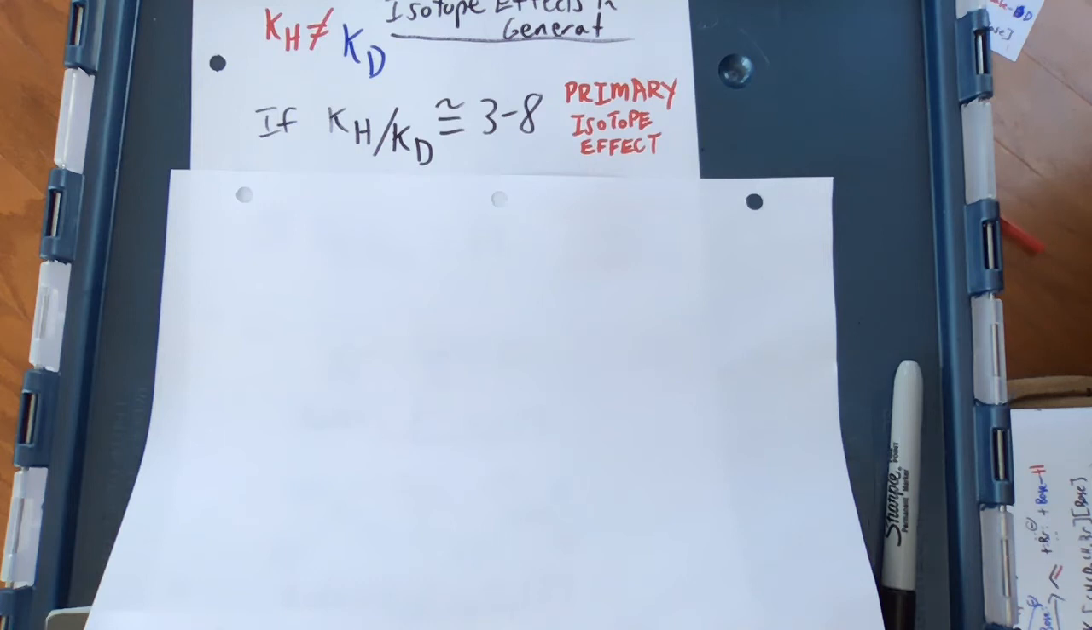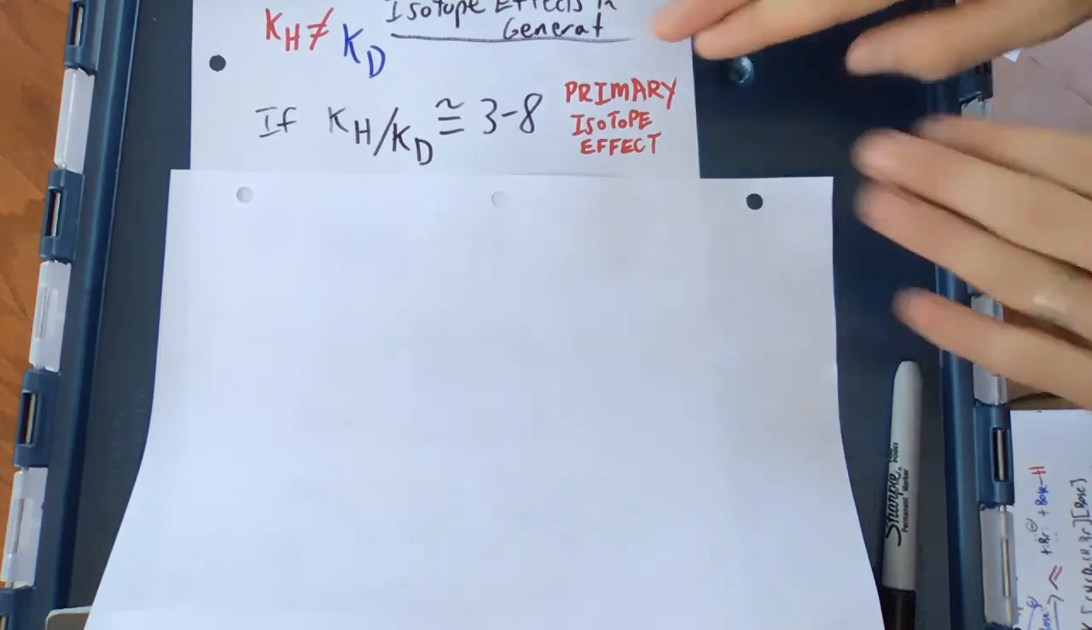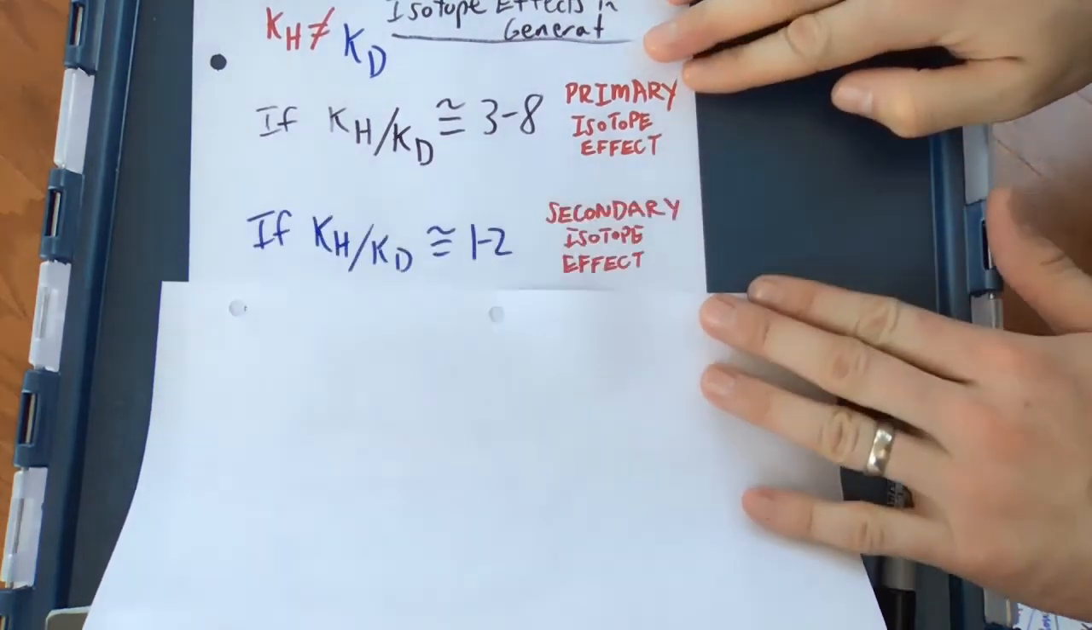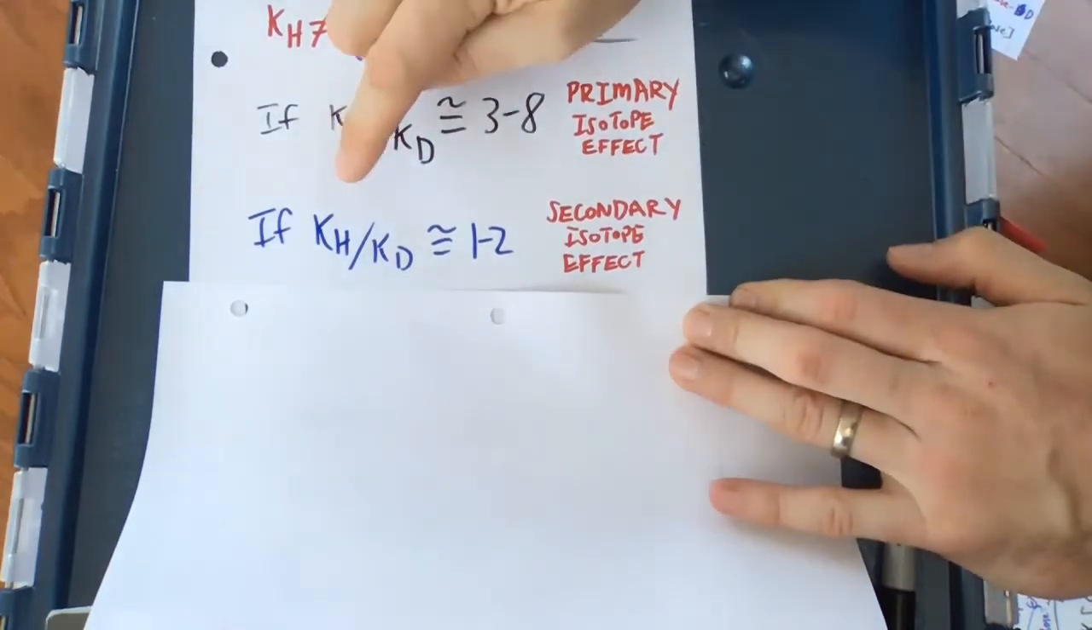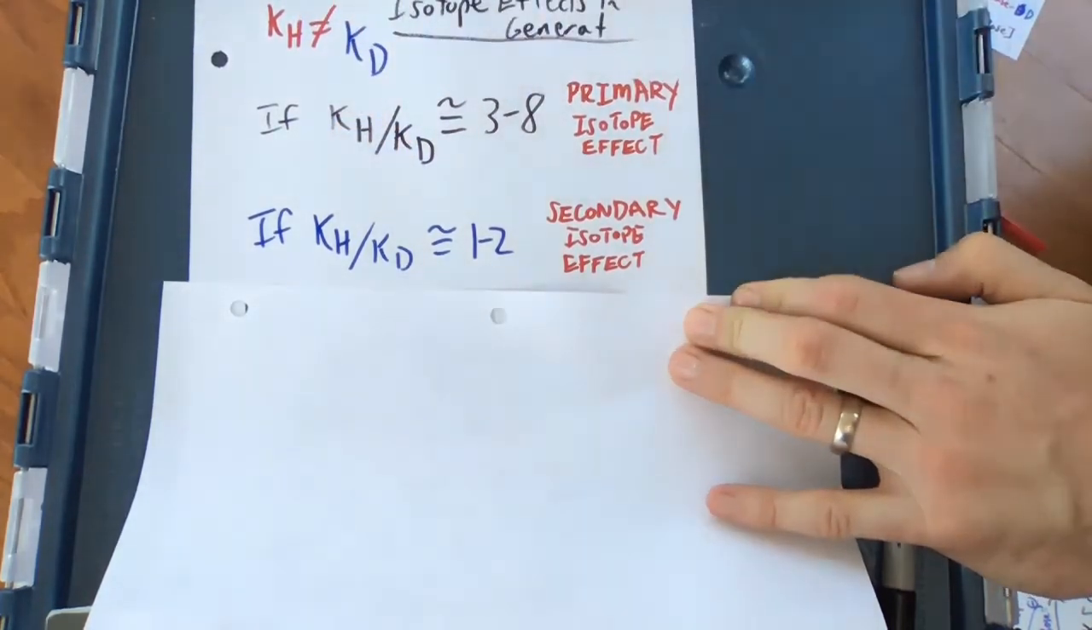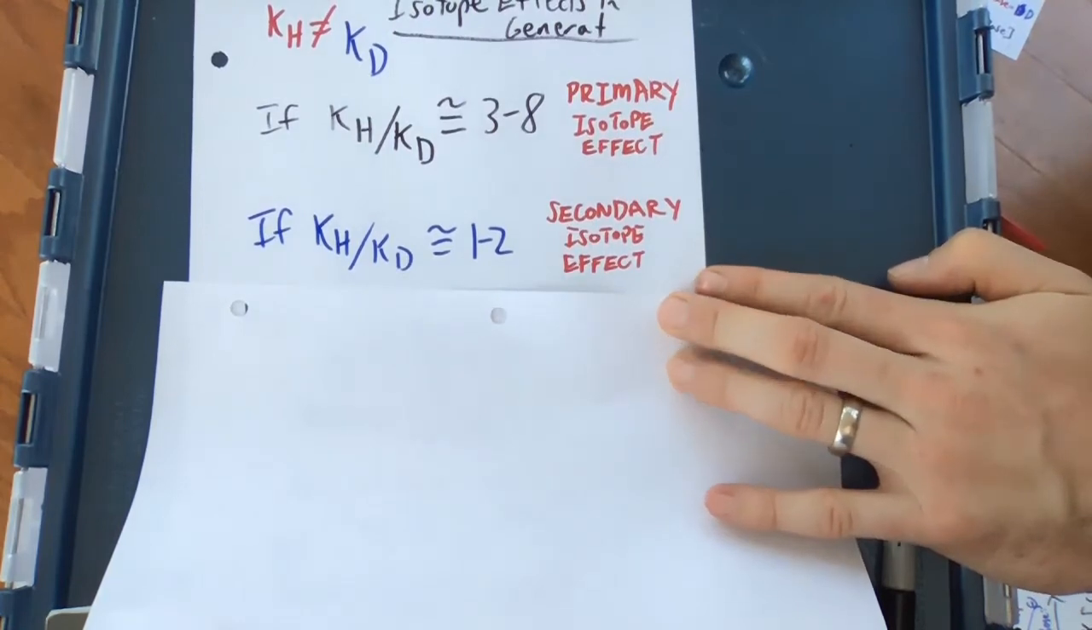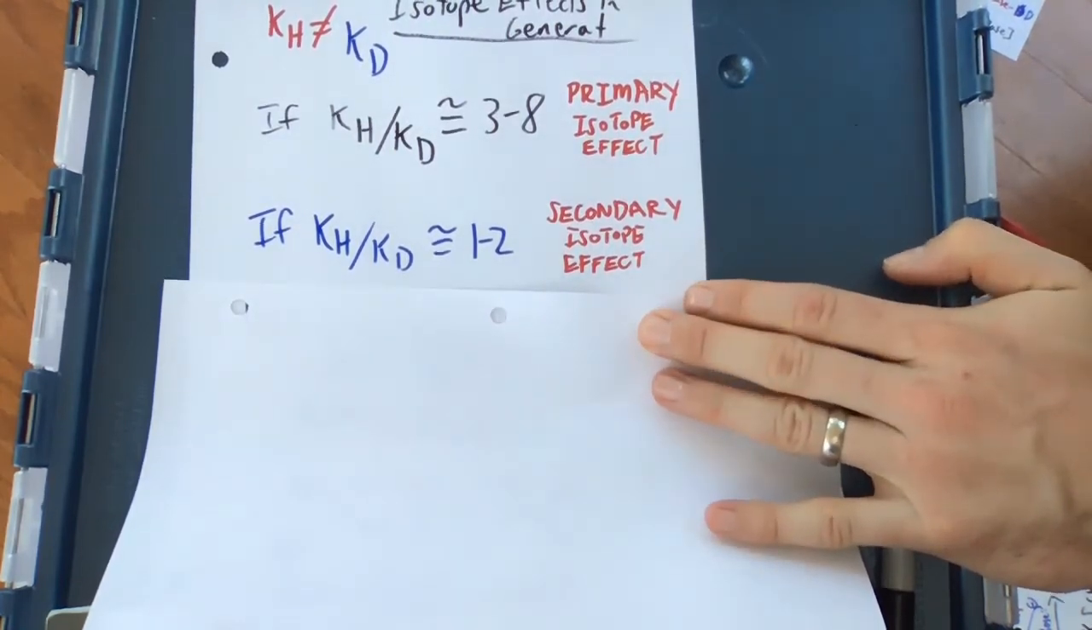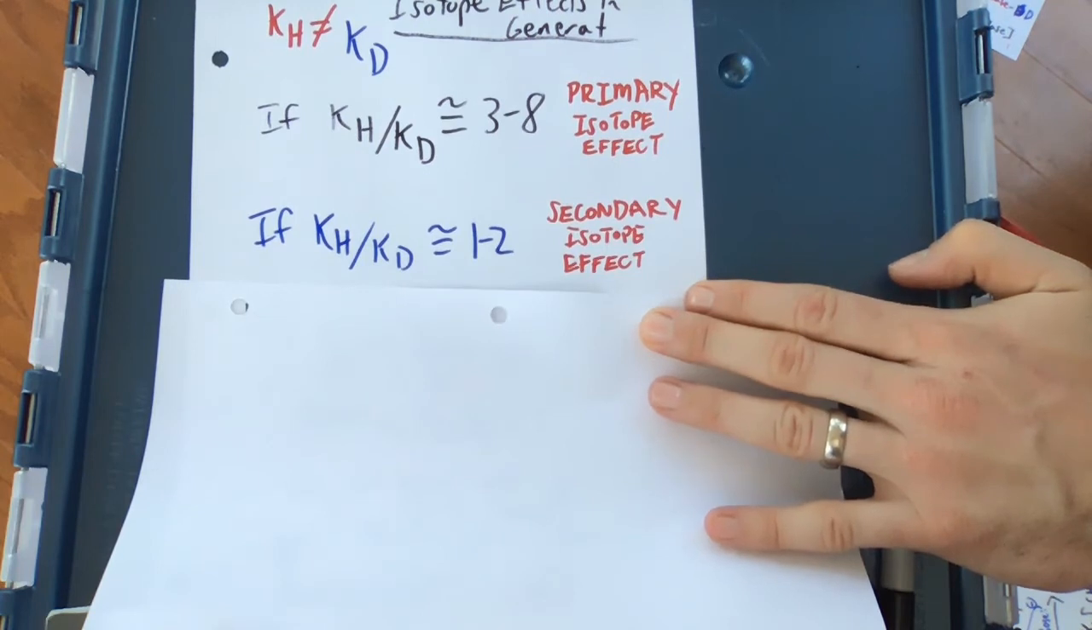Now with E2 reactions, that's fairly convenient because there's only one step. So that step must be the slow step. But we can use this throughout many different types of reaction investigations to find out what the slow step is. Now, KH over KD can also be much closer in value. If KH over KD is almost the same, between 1 and 2, that's what's called a secondary isotope effect. And that lets us know that there is still some CH bond that is being broken during the reaction, but it's not the slow step.